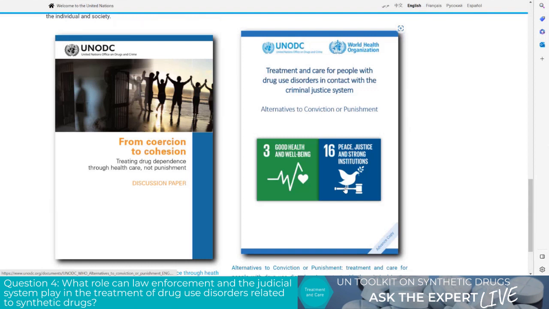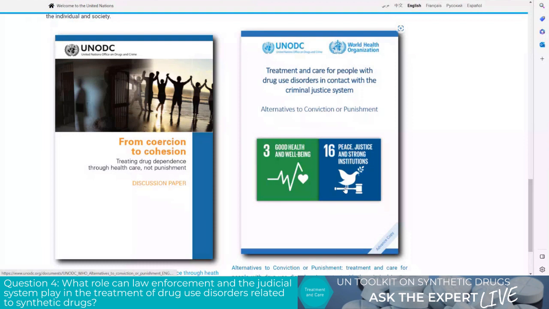And in it, what we have tried to do is to find good practices all around the world of providing alternatives to conviction and punishment at all stages of the criminal justice system, starting from that very first contact of law enforcement officers with people who use drugs or people with drug use disorder, and how the law enforcement officer can play a key role in moving people into a positive contact with the healthcare system instead of hitting them immediately with the criminal justice system.